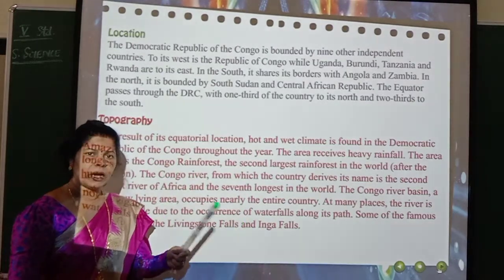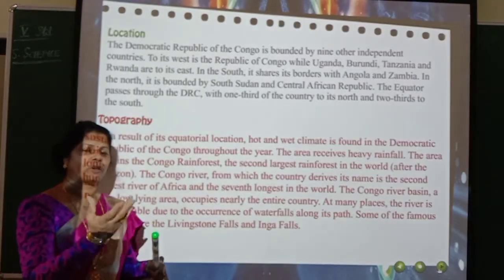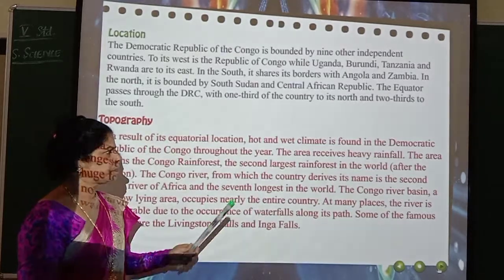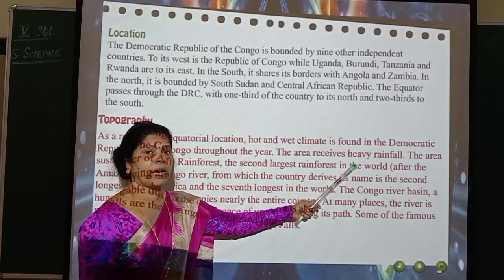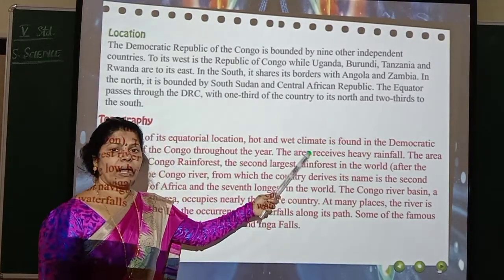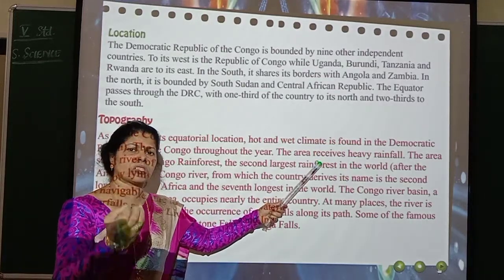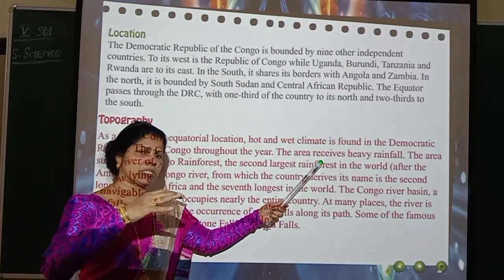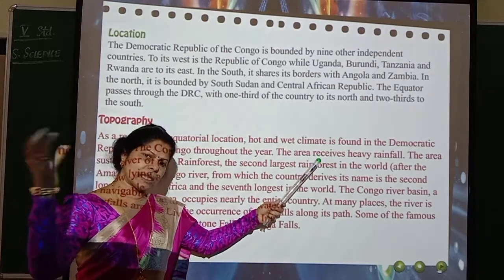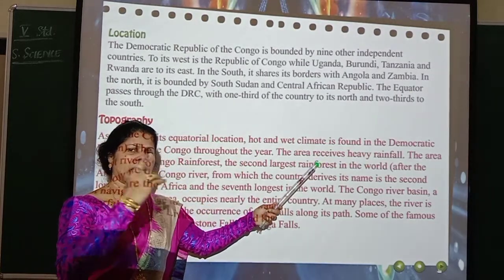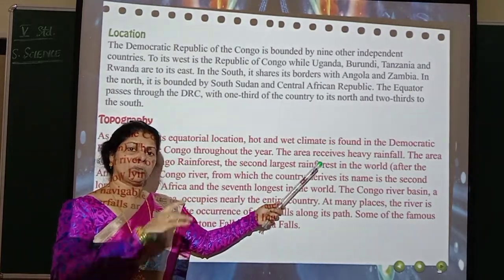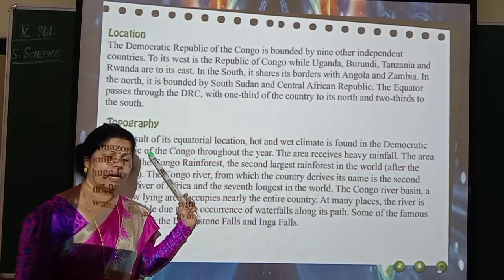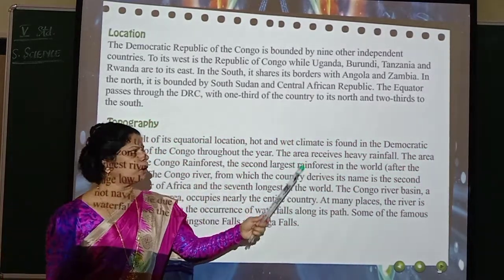Humidity is more. It is hot as well as there is presence of humidity, or what you call moisture. The area receives heavy rainfall. That is where that moisture content is always present. And because it is in the equatorial region, there is sunlight also falling. So that heat and moisture will always be there throughout the year in the Democratic Republic of Congo.